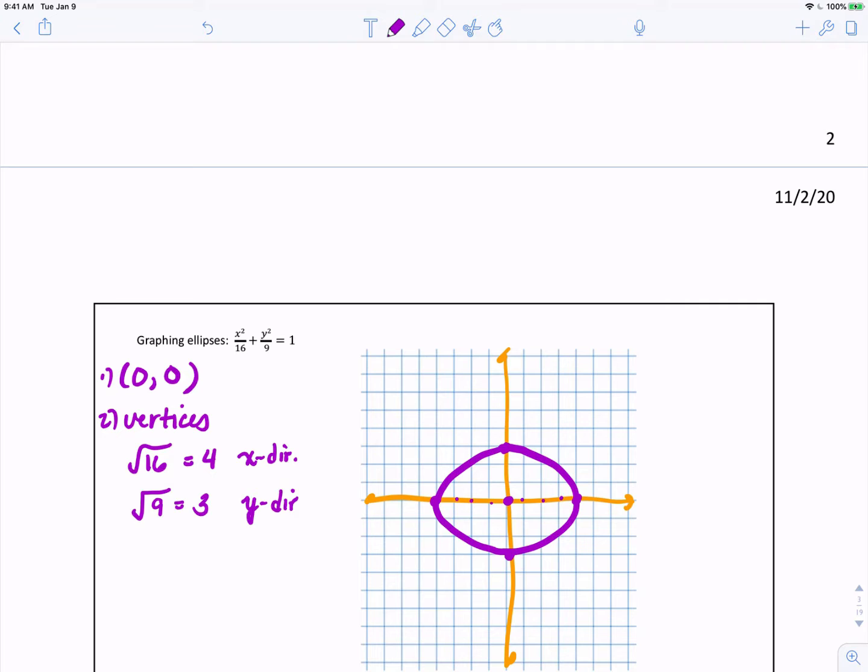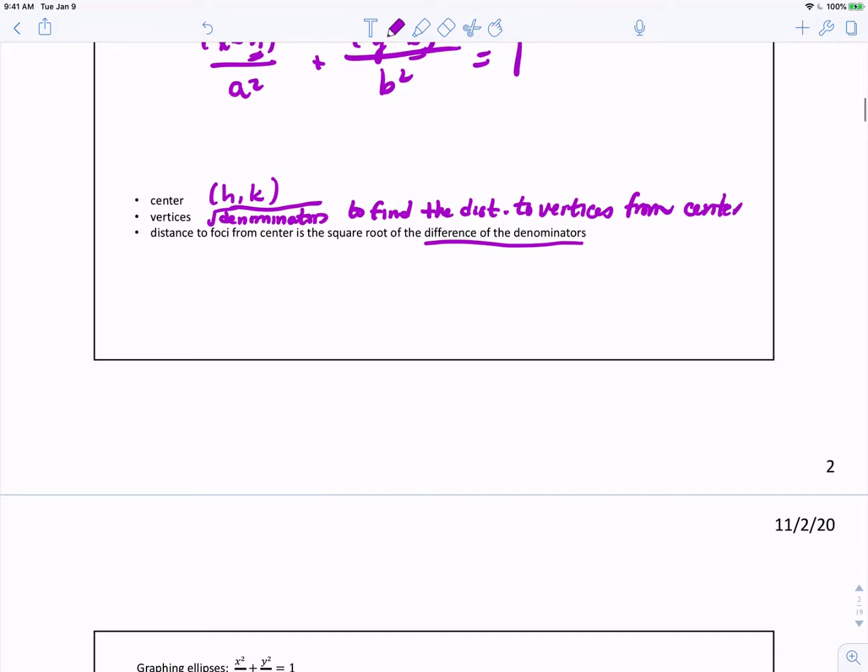Some features of the ellipse that are often asked about are the coordinates of the foci. The foci, we should say, are always found on the major axis.